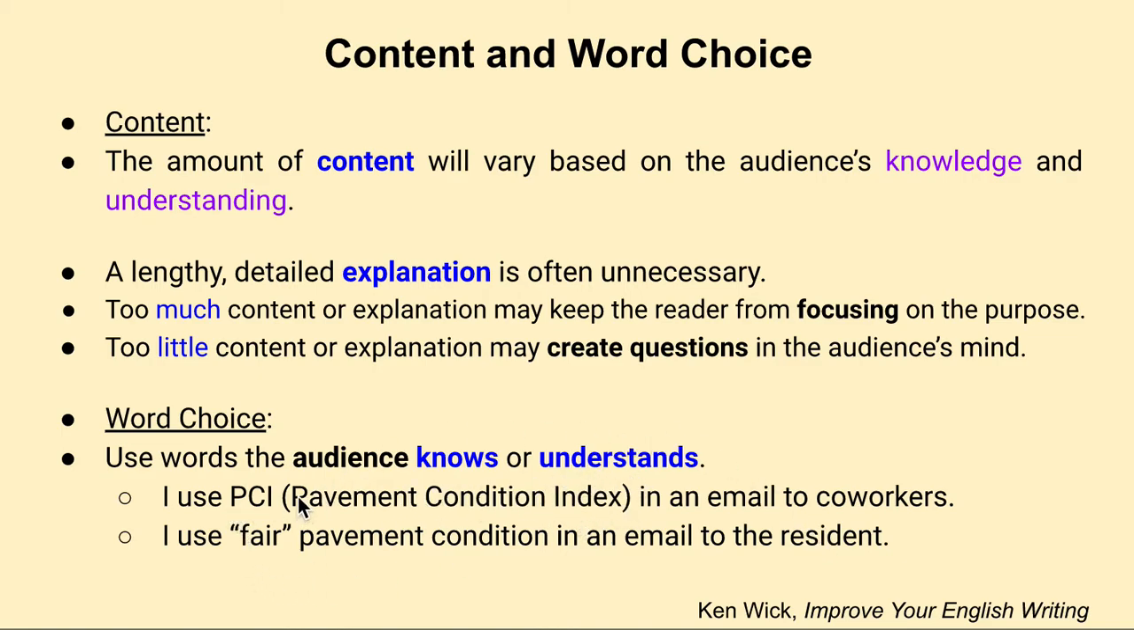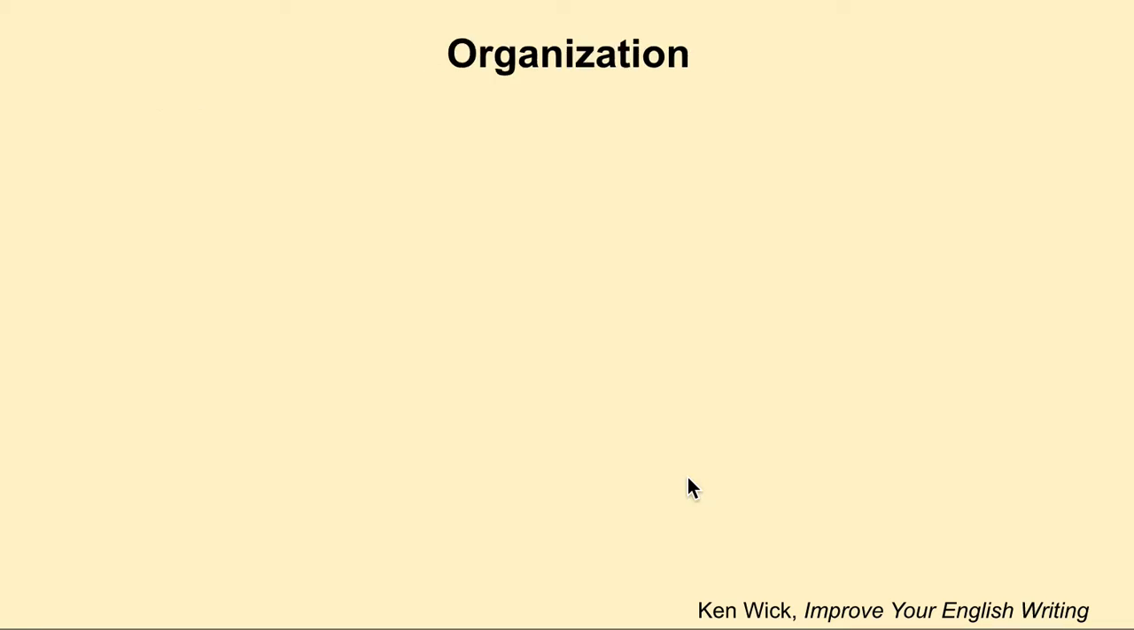So here's an example of my own of where I use language, depending on the audience, that they understand. You have to do the same thing in your writing. You can't use language they don't understand. You may have to explain things, and then you can use it. So that's word choice.